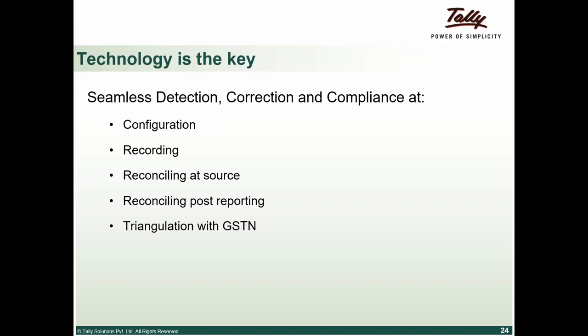Then the triangulation with the GSTN, which is basically the electronic cash ledger and the electronic credit ledger. We have to make sure my values match. This is like the bank reconciliation that I'm doing. Currently I have my bank account in my books of account, and my banker has my account in his books of account. So we have this bank reconciliation in Tally. If you see, we have this auto bank reconciliation. What does auto bank reconciliation say?